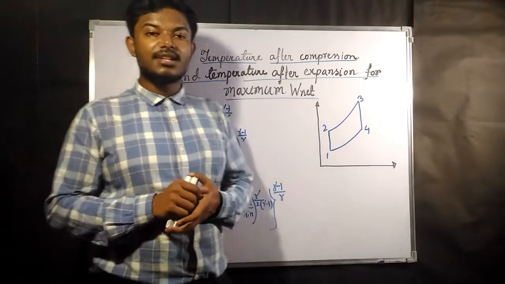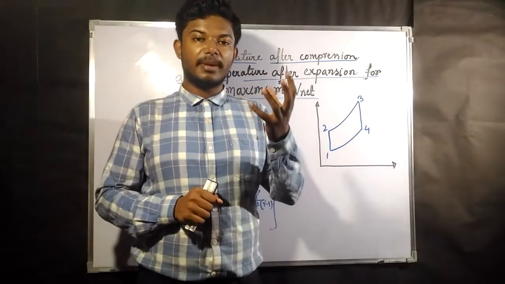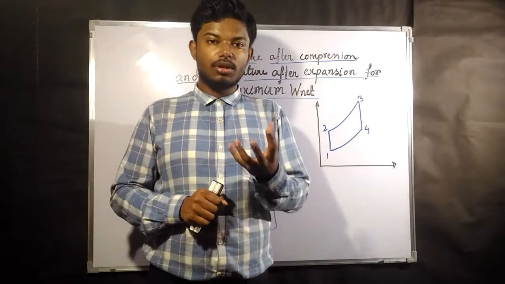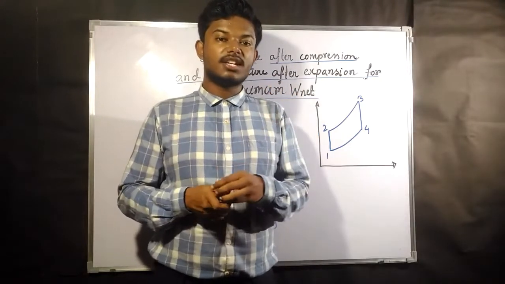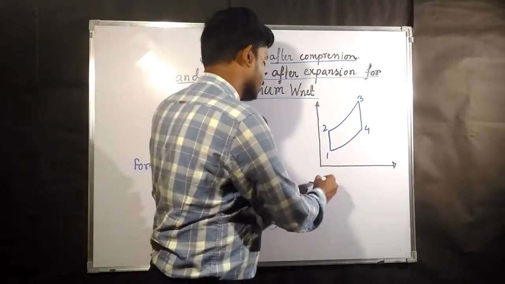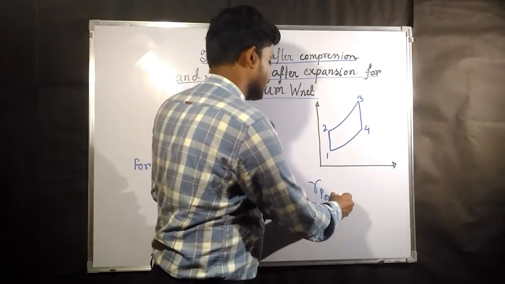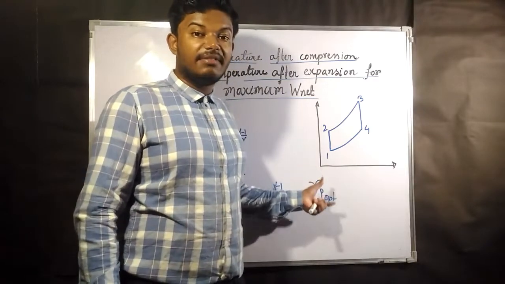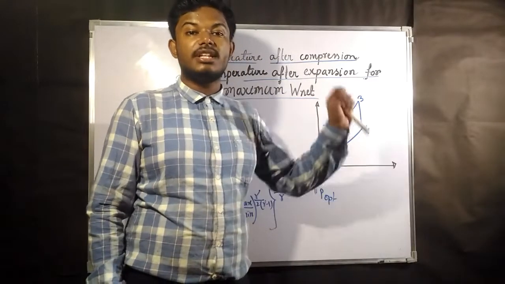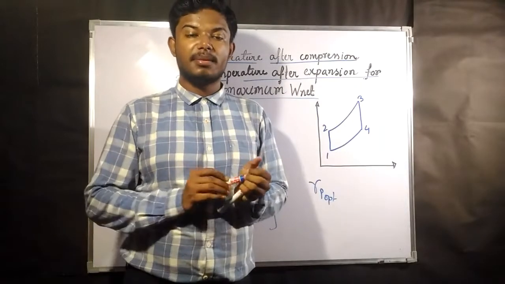So in the previous lecture we have learned about the condition for maximum work output. For maximum work output we have found an expression called Rp optimum. Rp optimum means what? It is the pressure ratio we should apply. We have given the optimum pressure ratio in terms of maximum temperature and minimum temperature.